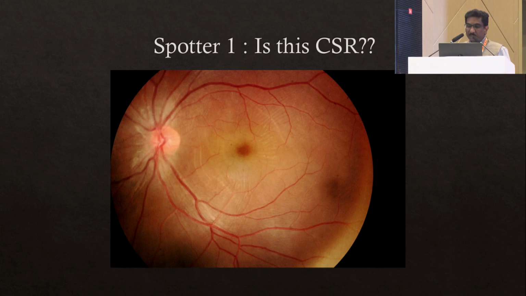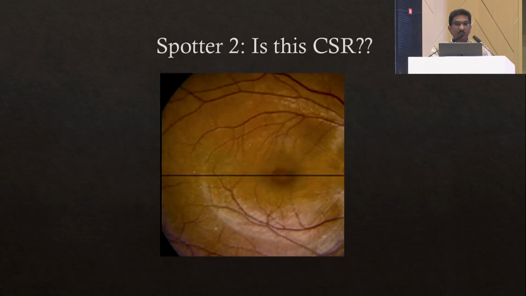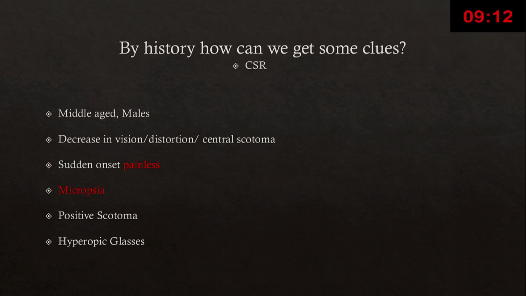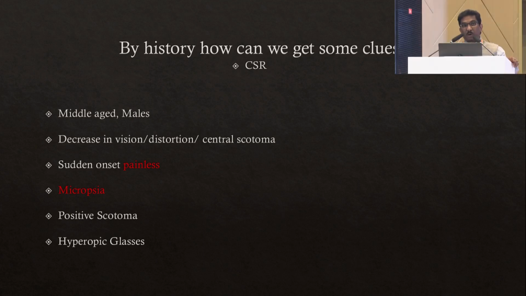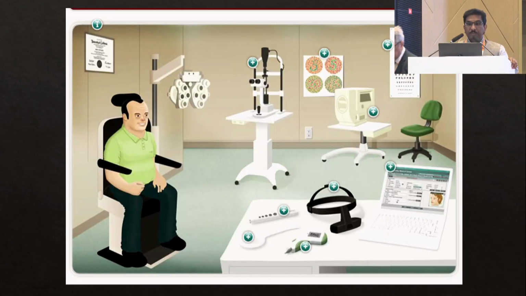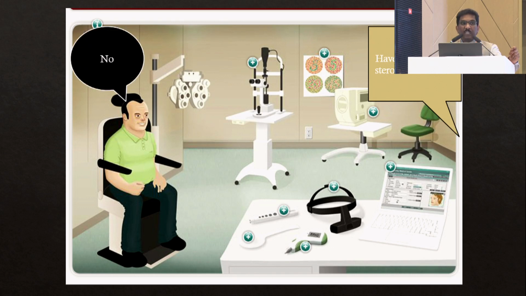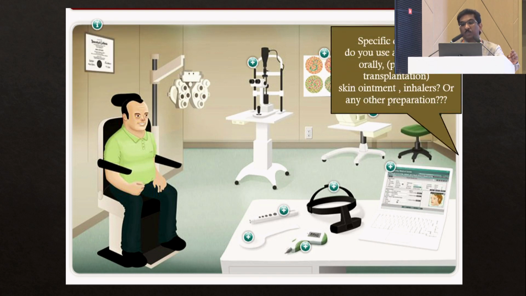Is this CSR? This is spotter number 2. Is this a CSR? Now, by history, how can we get some clues? So we all know that CSR is seen in middle-aged males, with painless onset of diminution of vision. They may complain of micropsia and they may have positive scotoma. You should also ask for a history of intake of any steroid medicines. But if you casually ask them, do you use any steroid medicines, they'll tell no. So we need to ask pointed questions.